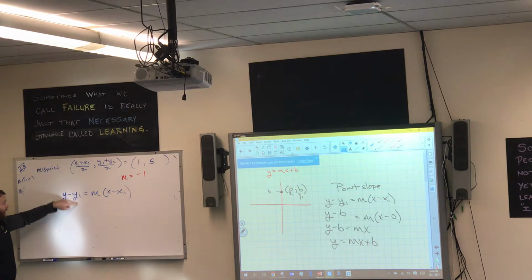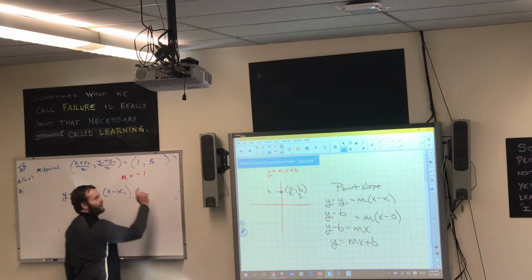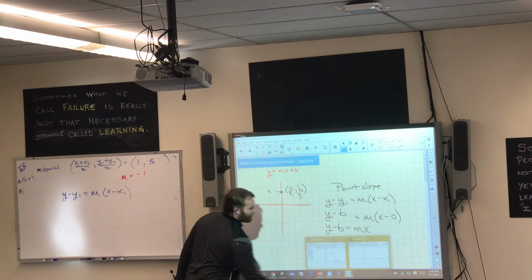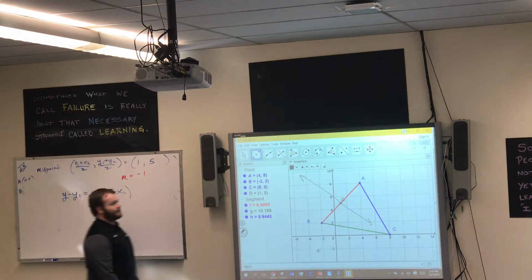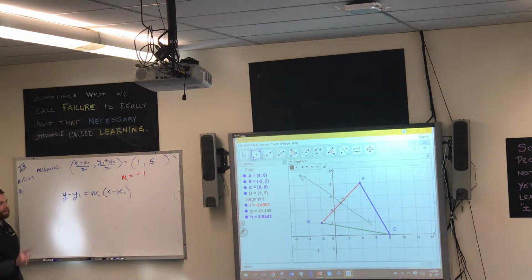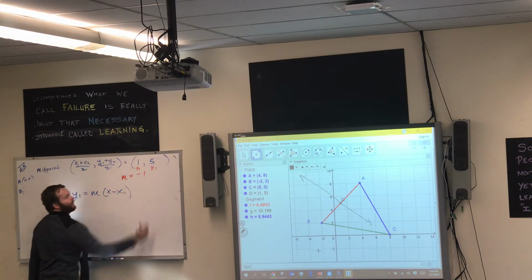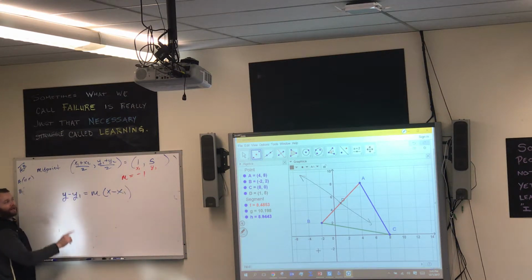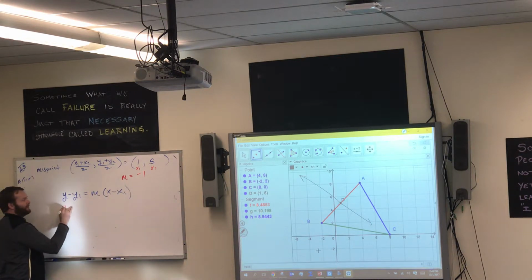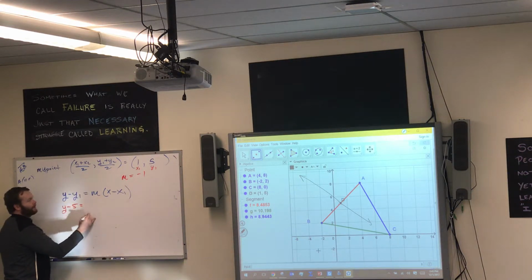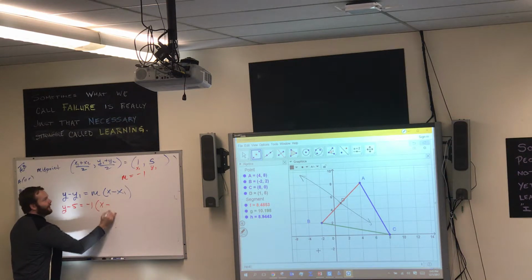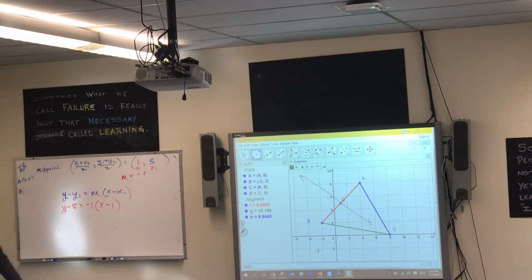Okay? So let's do this. We know that we're trying to find the equation of that black line up there. We know that black line has the point (1, 5) on it. So there's my x1 and there's my y1. And we know that that black line should have a slope of -1. So I'm going to plug that stuff into this. I'm not going to do any algebra until after I've plugged things in. So y minus y1, -1, x minus 1. Okay?